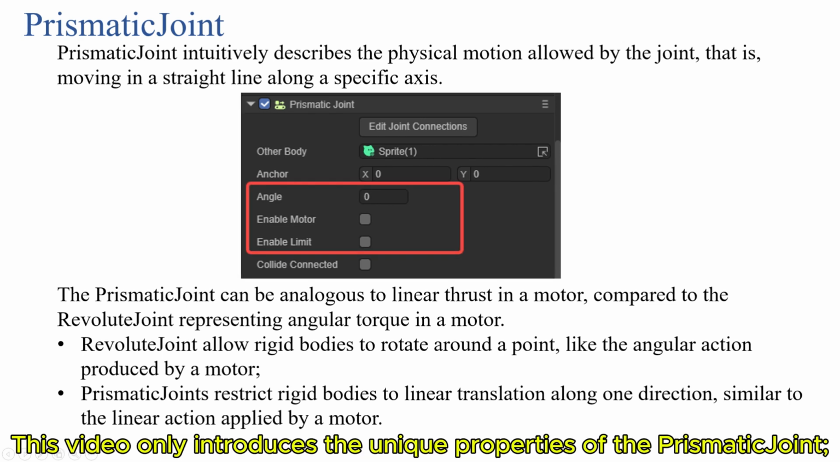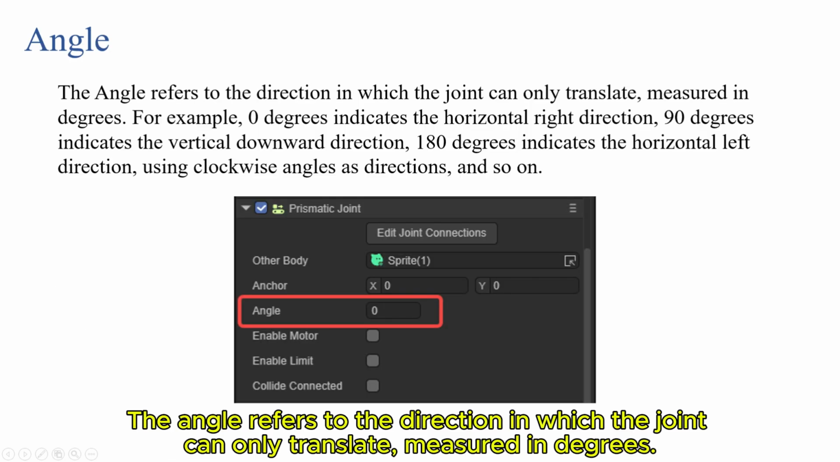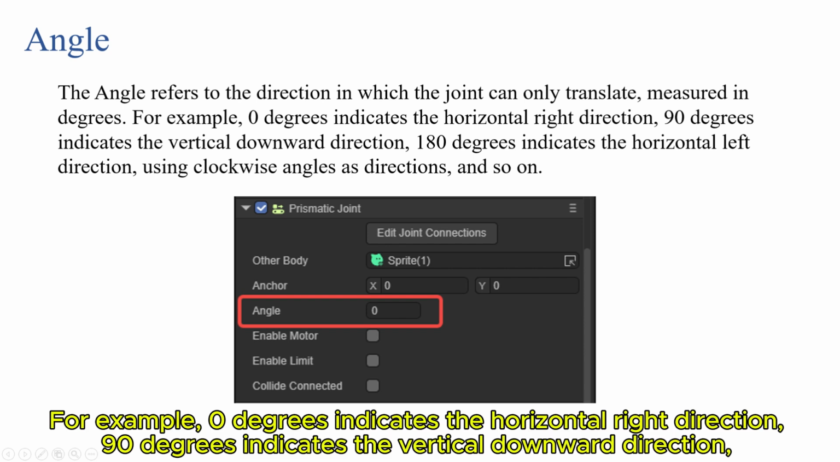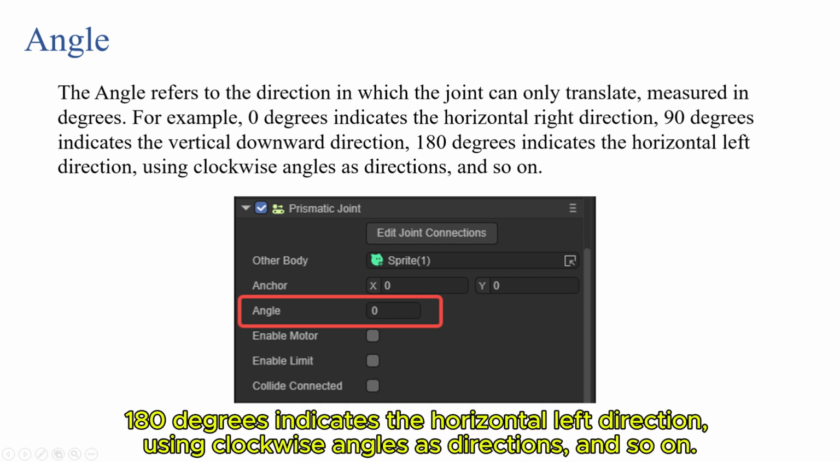This video only introduces the unique properties of the prismatic joint. Other properties have been explained in the joint common functions section. The unique properties of this joint are angle, enable motor, and enable limit. The angle refers to the direction in which the joint can only translate, measured in degrees. For example, 0 degrees indicates the horizontal right direction, 90 degrees indicates the vertical downward direction, 180 degrees indicates the horizontal left direction, using clockwise angles as directions, and so on.